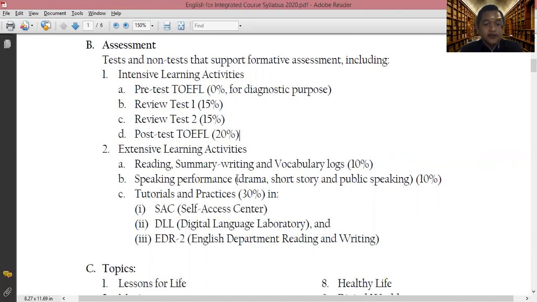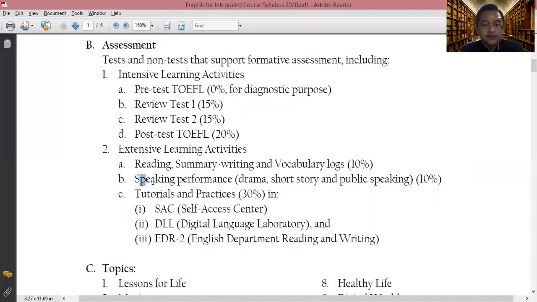firstly reading, the one that I mentioned before. You need to read about 50 pages per week, and then you need to write a summary that is about 150 words as well. And the vocabulary blocks. It means you have 3 activities that you need to upload on the Google Drive that I mentioned earlier. And then that accounts for 10% of your total score.